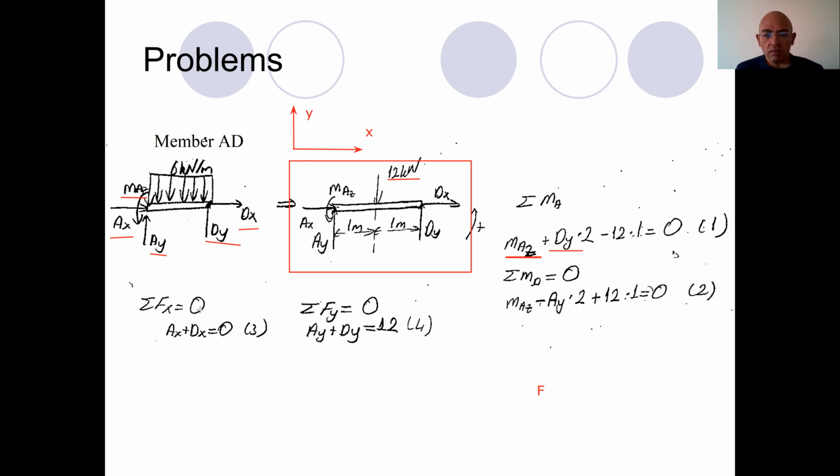Now the third thing is sum of the forces in x direction has to be equal to 0. We have only two forces, AX and Dx in x direction. So AX plus Dx is equal to 0. This is our third equation. And sum of the forces in y direction has to be equal to 0. In fact, we have only AY and Dy in y direction. So AY plus Dy is equal to 12, since the resultant of the distributed load is 12. Okay, so these are the equations. Now we have 4 equations here.